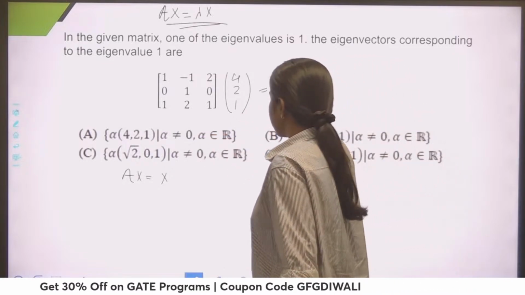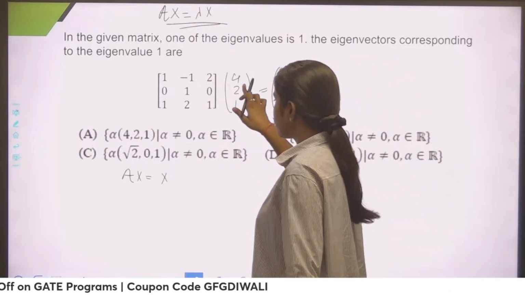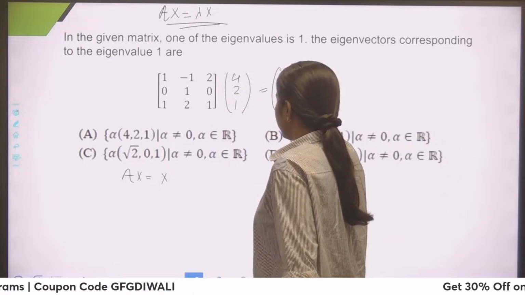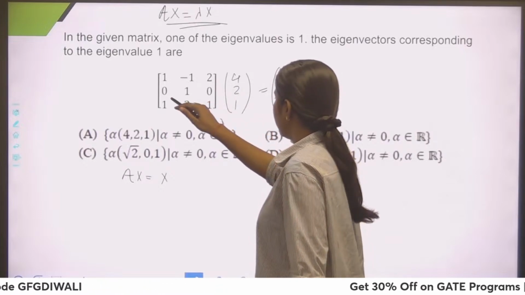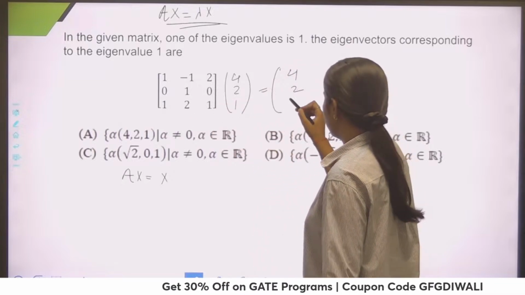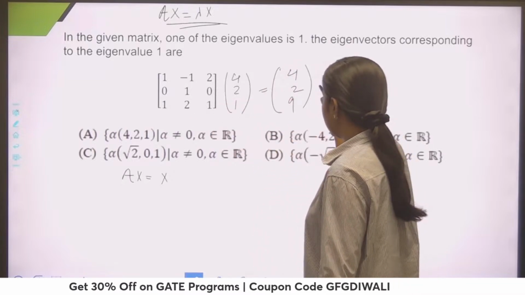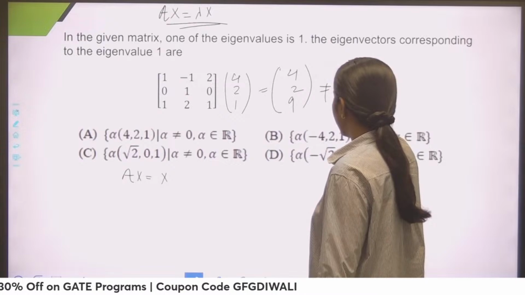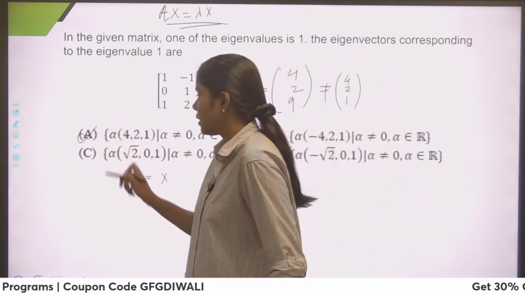If I multiply this, so 4 minus 2 plus 2, that would give me 4, and again it would give me 2, 4, 8 and 9. So you can see that it is not equal to (4, 2, 1). So this is not true. Option A is not correct.